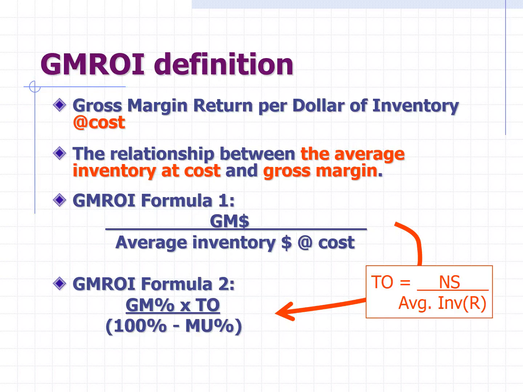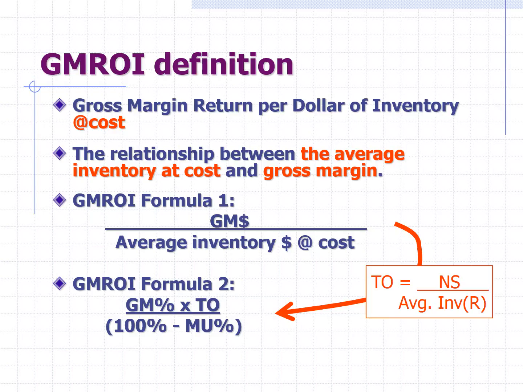Remember, the turnover is net sales over average inventory at retail. If you replace the turnover in the second formula with net sales over average inventory, you'll see that gross margin percent times net sales will be gross margin dollar, which was the numerator part of the first formula. And then average inventory at retail times 100% minus markup percent will be what we call average inventory dollar at cost, right? Because cost is retail times 100% minus markup percent. So basically the first and second formulas are going to give the same GMROI.